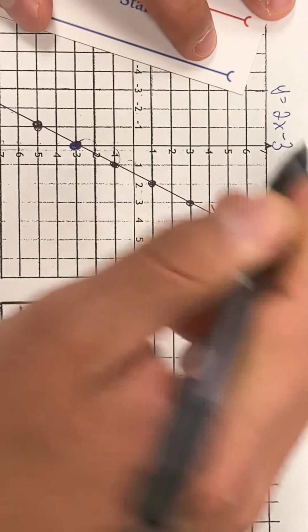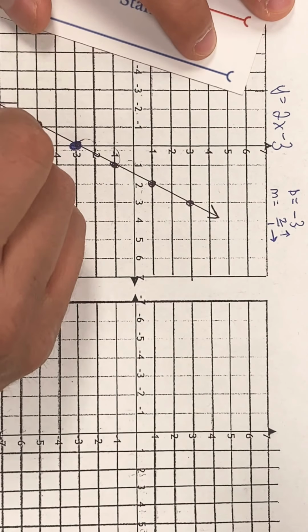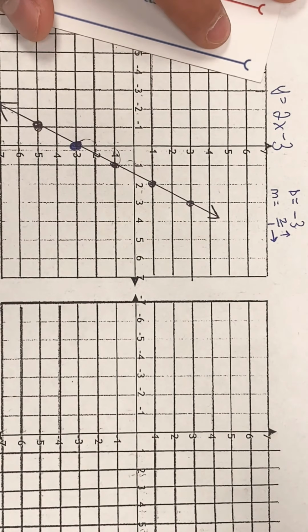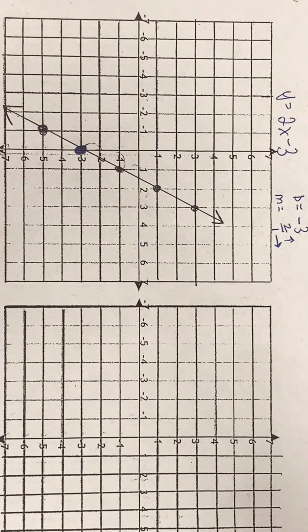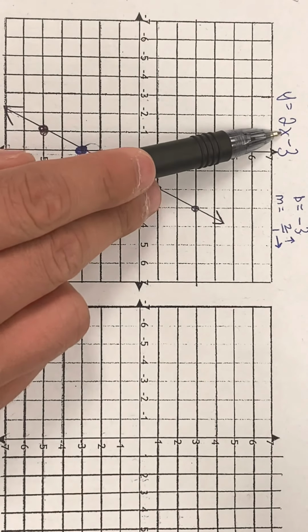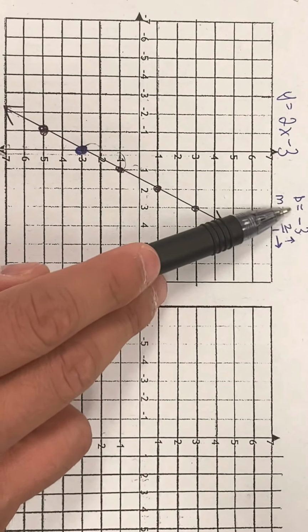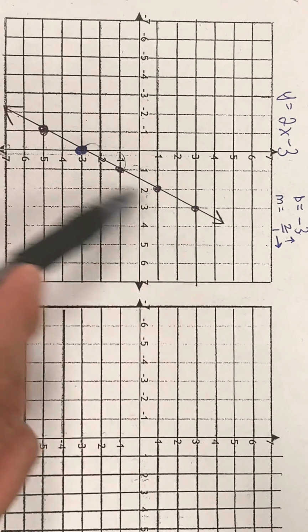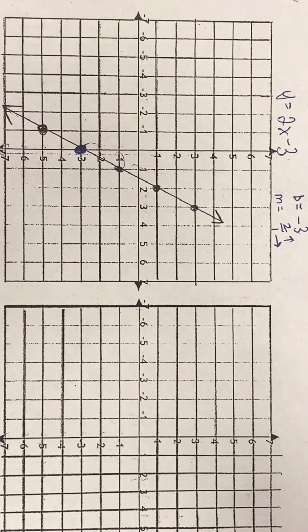Put arrows at the end to indicate that this line will continue forever. And I have successfully graphed this linear equation, which started in point slope form. We converted it to slope intercept form. I was able to identify my y-intercept and my slope, and I used those pieces to graph this linear equation.